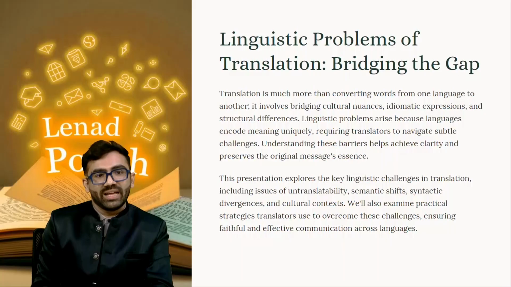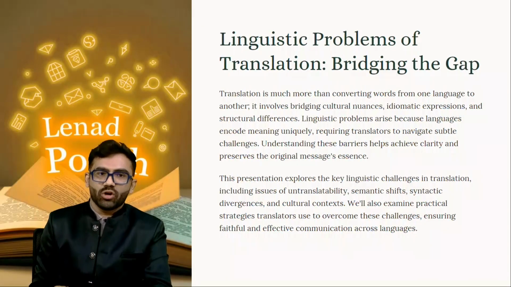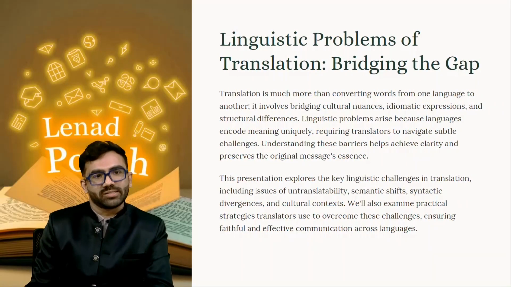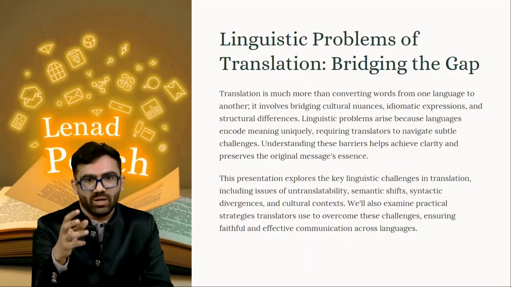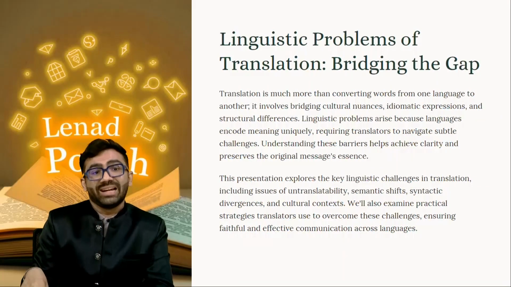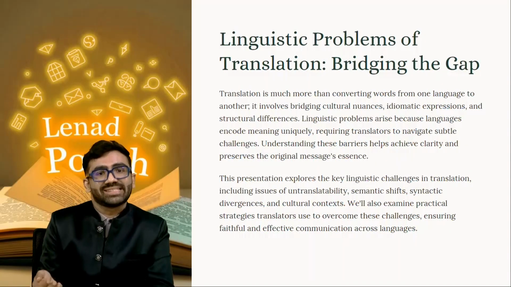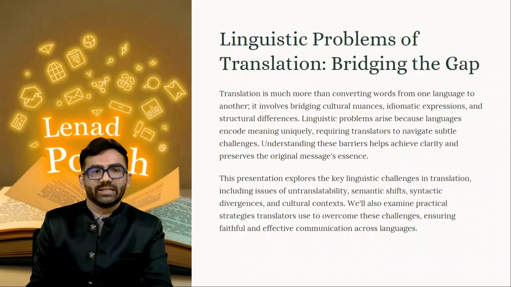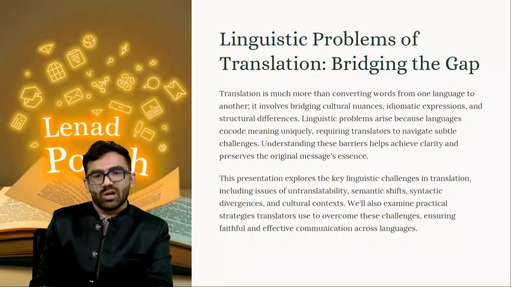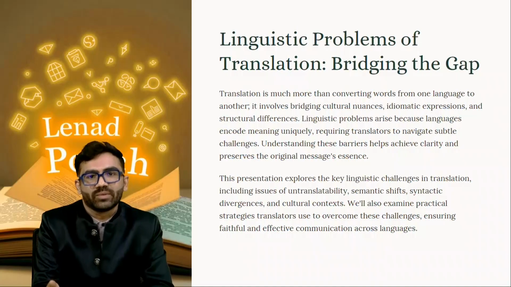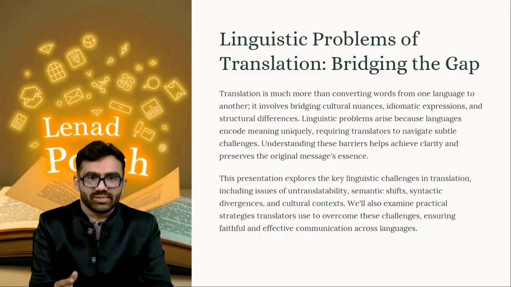In English, we have SVO, subject, verb, object. But when we talk about Hindi, it is subject plus object plus verb. So it also includes structural differences of the language. Linguistic problems of translation arise because languages encode meaning uniquely. The way it is conveyed in English might be conveyed differently in Hindi. It also requires translators to navigate subtle challenges.